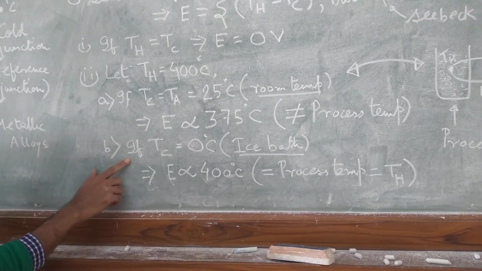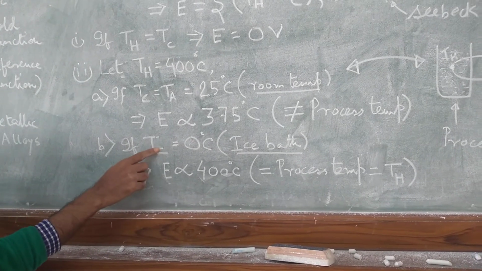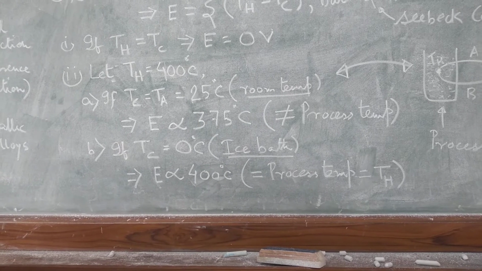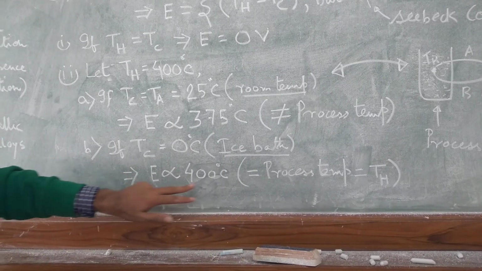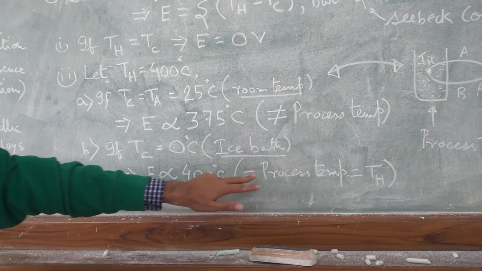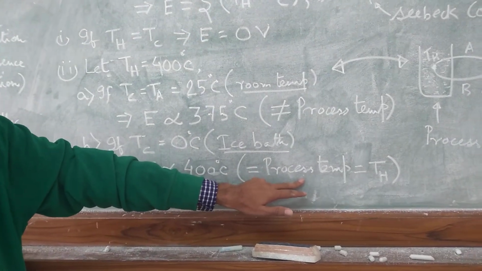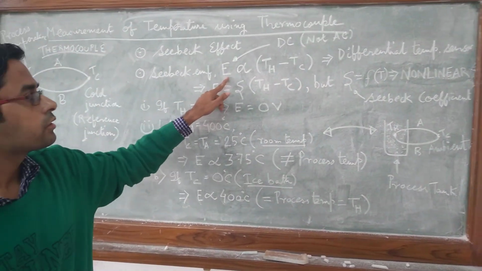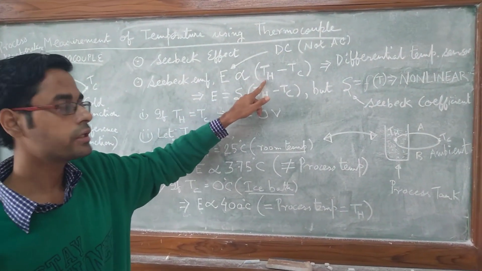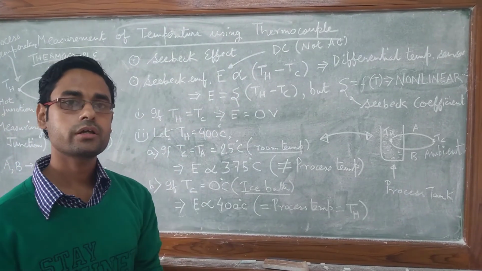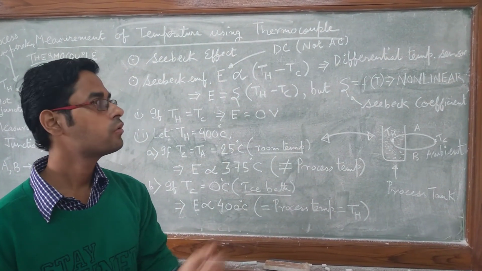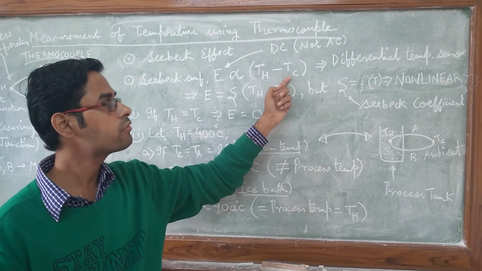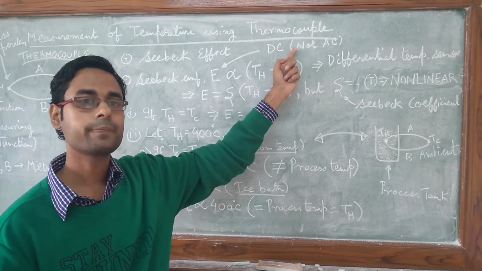In the second case, if we can force Tc to be at 0 degree centigrade, that means Tc is in an ice bath, so E now becomes proportional to 400 degree centigrade, which is the process temperature. So the conclusion from this is that we want E to be able to measure Th, but because this is a differential temperature sensor, one has to account for this reference temperature value also, and we would want to force this value to 0 degree centigrade.